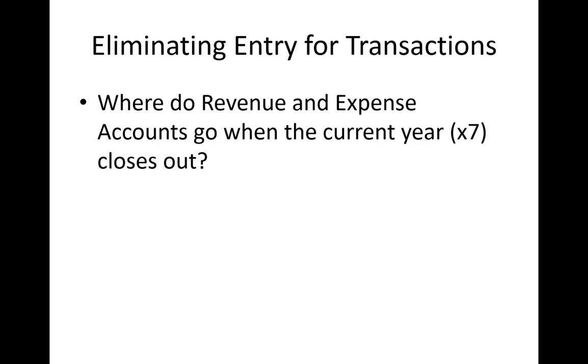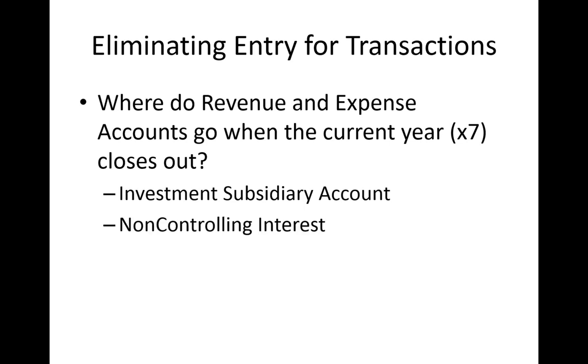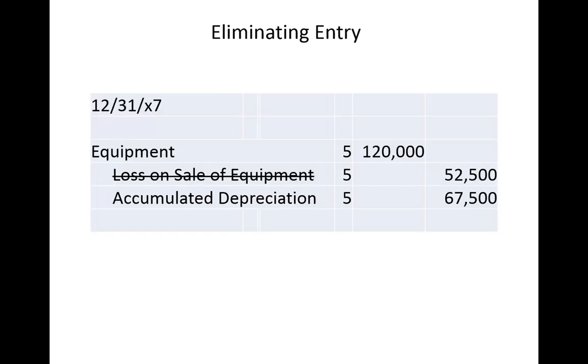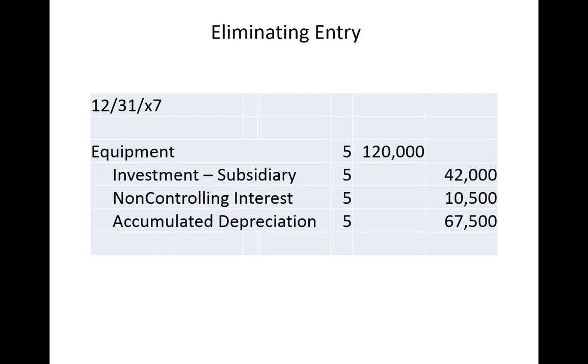Well, where do revenue and expense accounts go once they close out? They're going to go to the investment subsidiary account and the NCI account. So we'll take any revenue and expense accounts that we have, in this case the loss, and we're going to allocate that loss out 80% to the parent, 20% to the NCI. The 2 asset accounts will remain the same, the equipment and the accumulated depreciation.